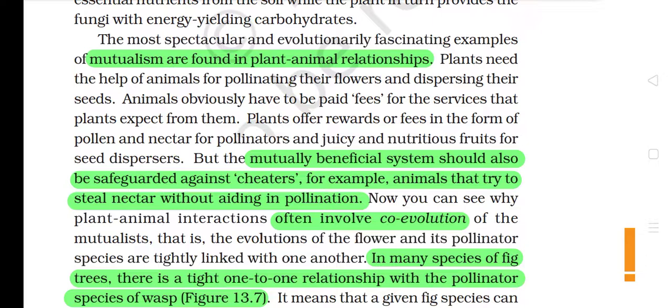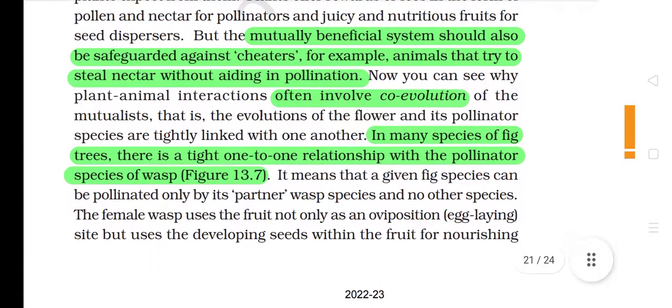seed dispersers. But the mutually beneficial system should also be safeguarded against cheaters, for example, animals that try to steal nectar without aiding in pollination. Now you can see why plant-animal interactions often involve coevolution of the mutualists, that is, the evolutions of the flower and its pollinator species are tightly linked with one another.